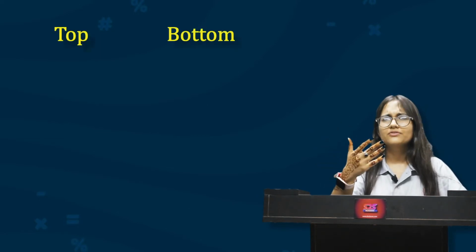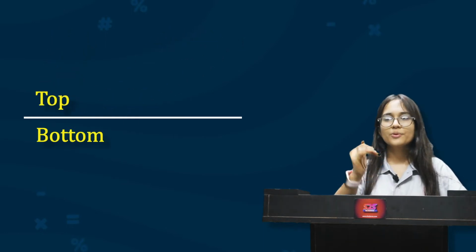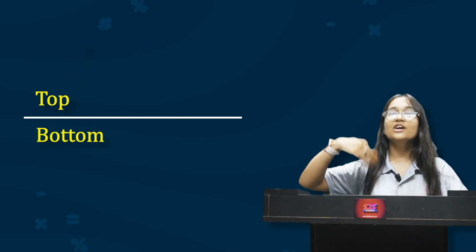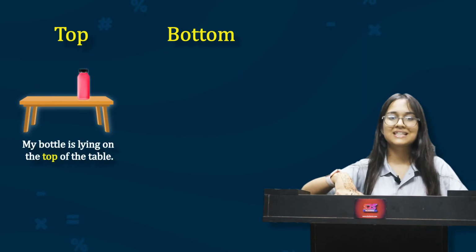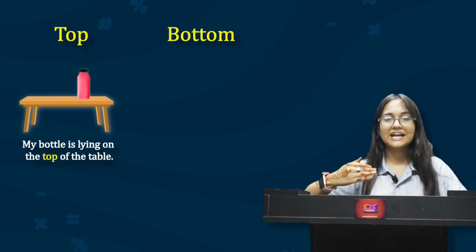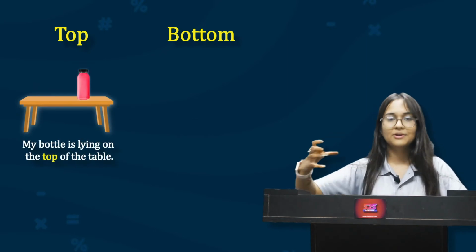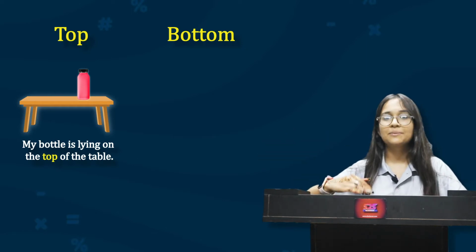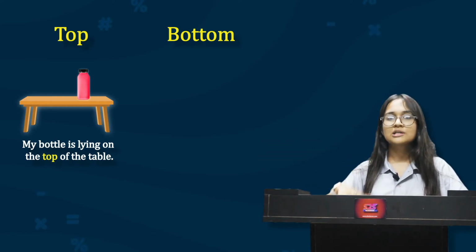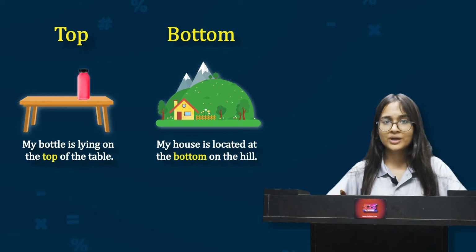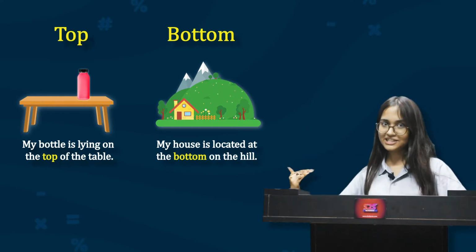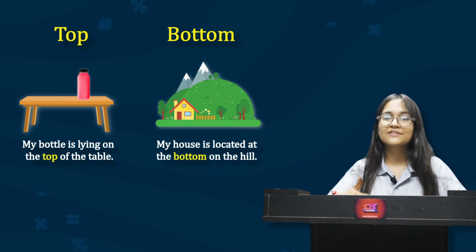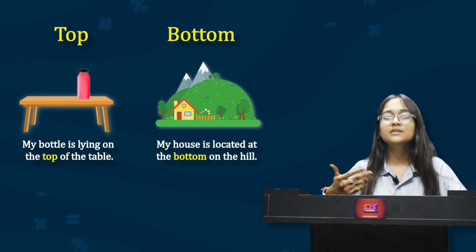So after big and small, now we'll study about top and bottom. We have heard almost both the words. Top means जो भी चीज़ किसी चीज़ के ऊपर रखी है. Like my bottle is lying on the top of the table. That means मेरी पानी की बॉटल टेबल के ऊपर रखी है. And when I say bottom, it means down. Suppose I can say my house is located at the bottom of the hill. मतलब मेरा घर पहाड़ के नीचे है. That means we are clear what top means and what bottom means.